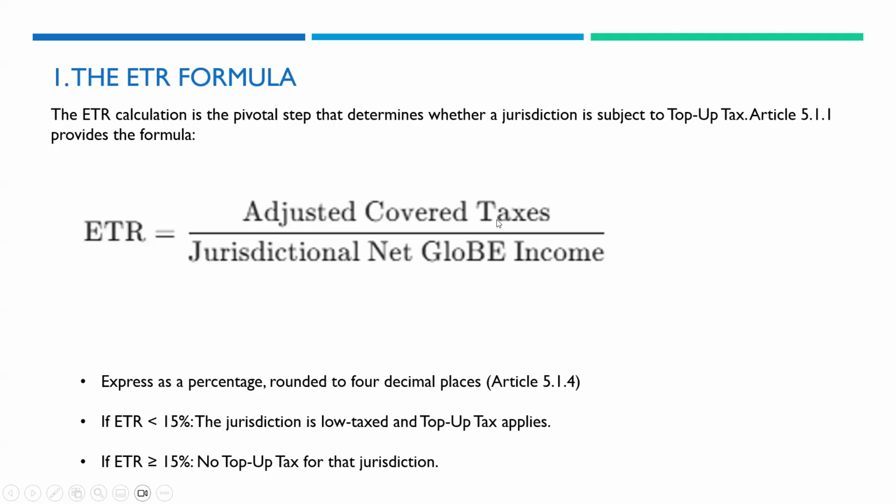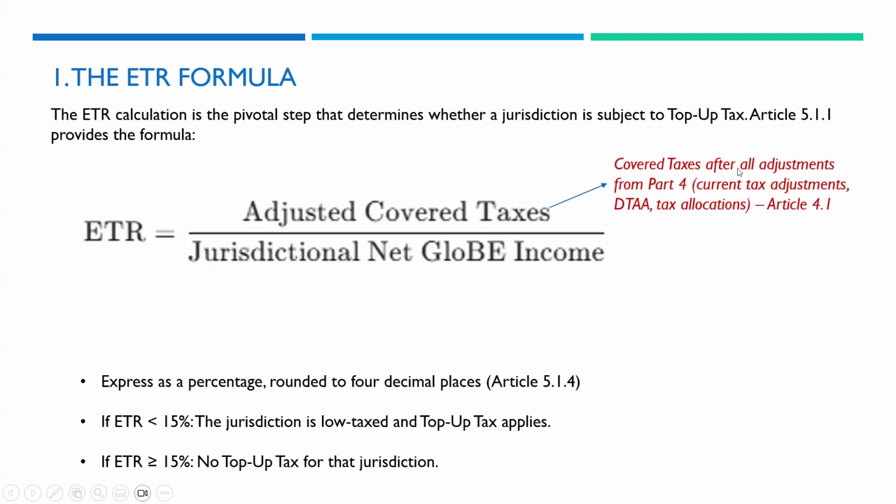So, what should be included in adjusted covered taxes in the numerator? Covered taxes after all adjustments from part 4, current tax adjustment, DTA tax allocations. So, you total all the adjusted covered taxes of the jurisdiction after all these adjustments. And jurisdictional net GloBE income is the sum of GloBE income of all constituent entities in the jurisdiction minus GloBE losses. So it's an aggregate.